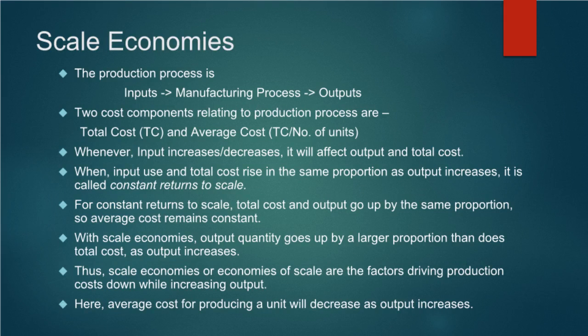In the production process, inputs are combined to convert into some kind of output. In the production process, 2 cost components are total cost and average cost. Whenever input increases or decreases, output and total cost will also change. When input, output and total cost rise in the same proportion, it is called constant returns to scale, keeping average cost constant. With scale economies, output quantity goes up by a larger proportion than does total cost, as output increases. Here, the average cost for producing a unit will decrease as output increases.